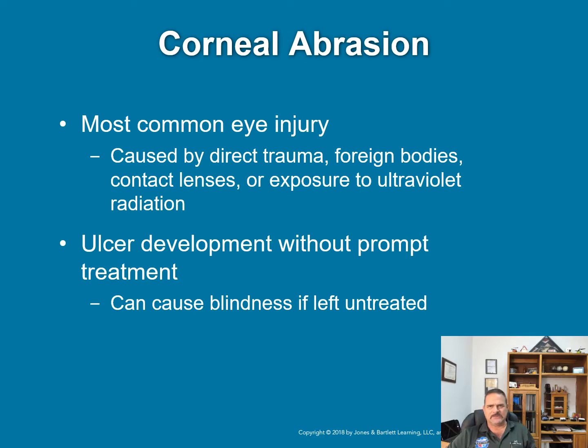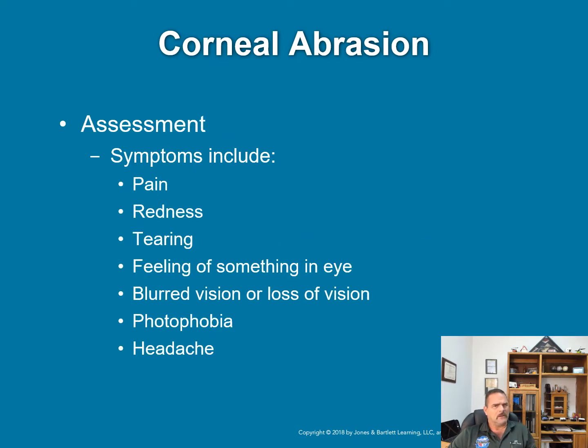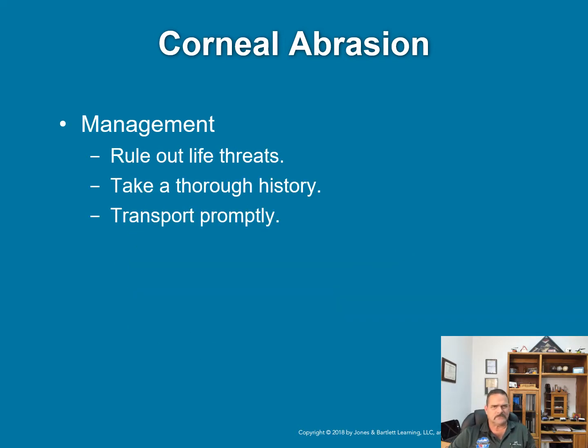Corneal abrasions, it's the most common type of eye injury, very much so, seen in the emergency department. It's caused by direct trauma, foreign bodies, contact lenses, or exposure to ultraviolet radiation. Ulcer development is what's going to happen without prompt treatment. This can cause blindness if untreated, so you need to make sure that this patient gets to the hospital for treatment. Assessment symptoms include all the following, just what you see here: some pain, redness, tearing, feeling something in the eye, blurred vision, photophobia, and headaches. Management, rule out life threats, take a thorough history, and transport promptly.